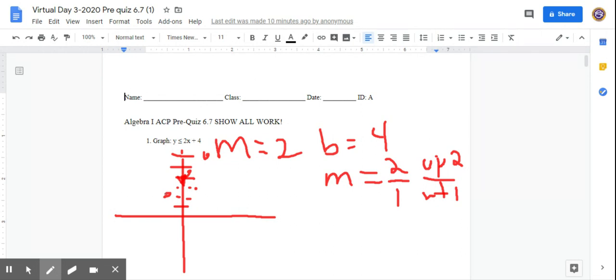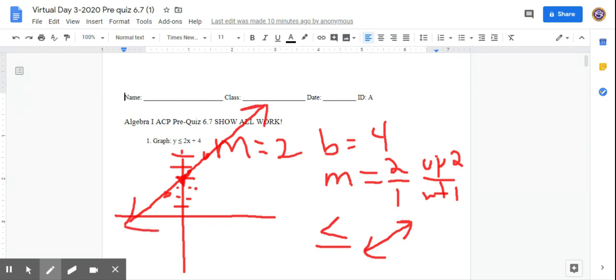Now, before we draw our line, we have to look at our inequality. Our inequality is less than or equal to. That means because there's an equal to, we're going to use a solid line. So we're going to go back over here, and we're going to make a solid line.